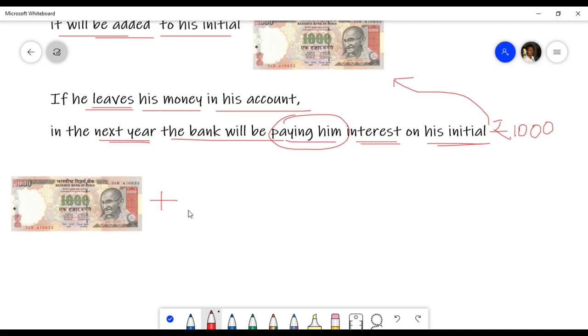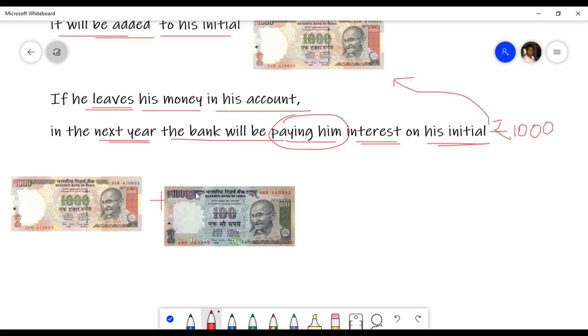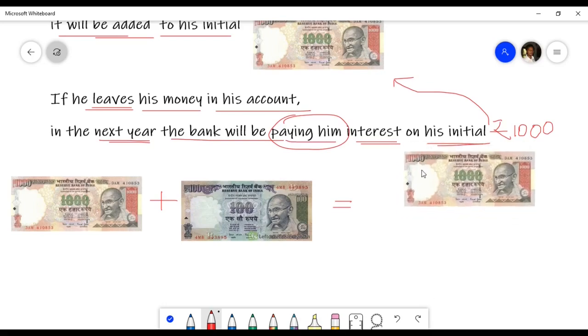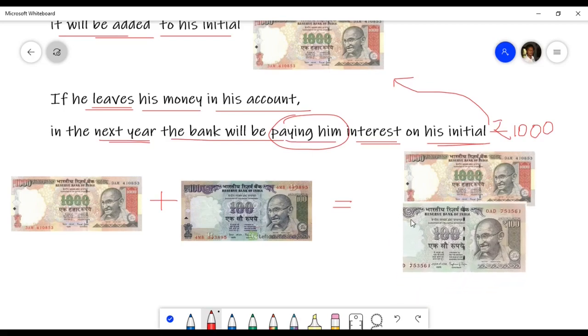1000 rupees was the deposit. The bank pays the man back 10% of the deposit. So 10% of the deposit is 100 rupees. So that totals to, it's quite easy, right? 1000 and 100 rupees. So 1100 rupees is 1100 rupees, right?